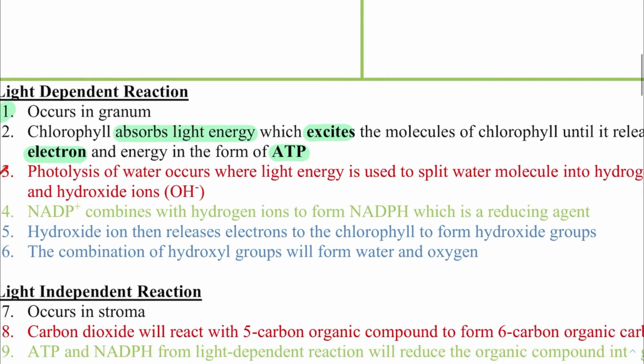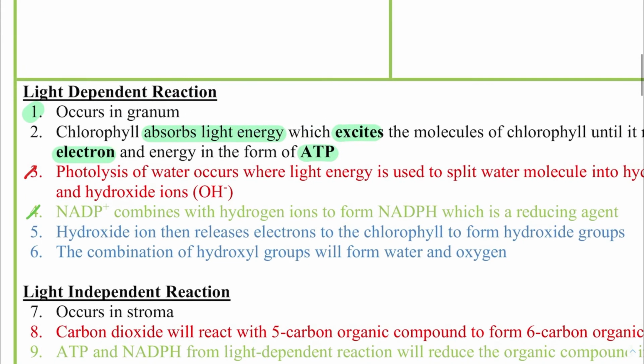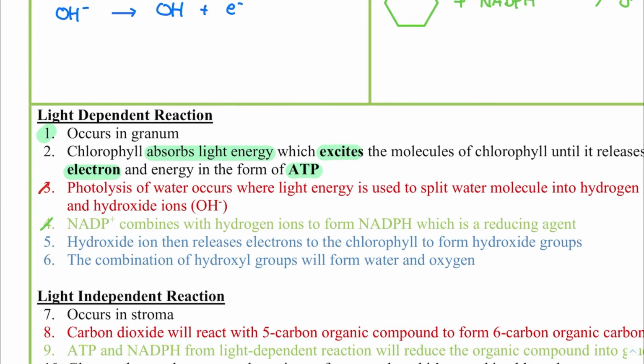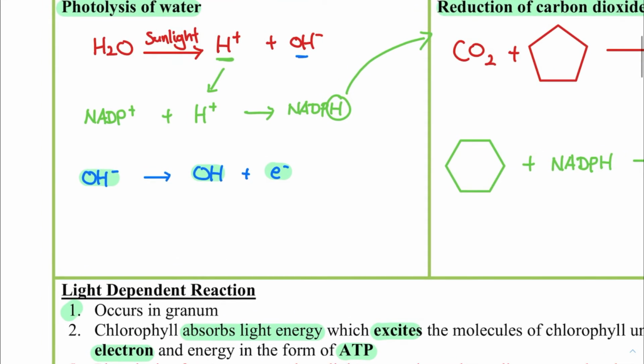Okay, so if you look at the explanation here, the green one I forgot to tell you just now: NADP+, you can just write NADP+, you don't have to write the long name, combines with hydrogen ions to form NADPH, which is a reducing agent. We'll get to that later. Then the hydroxide ion releases electrons to the chlorophyll to form hydroxide groups. So this OH here is called the hydroxide group. The hydroxide ions release electrons to form hydroxide groups.